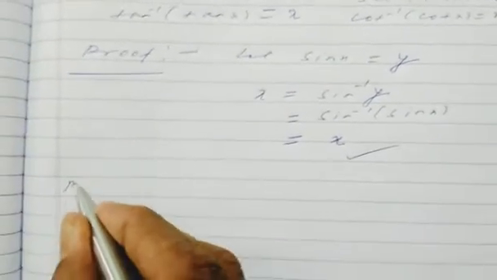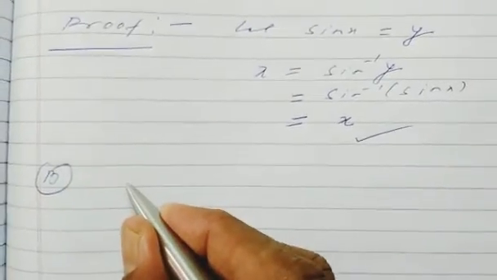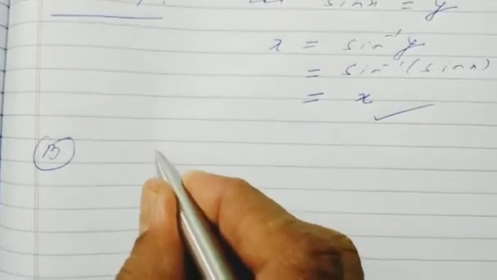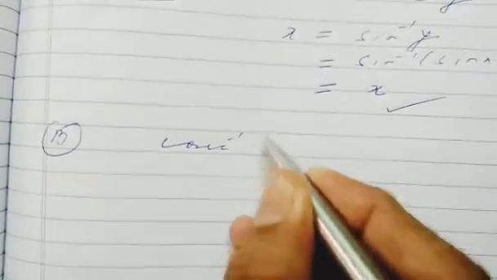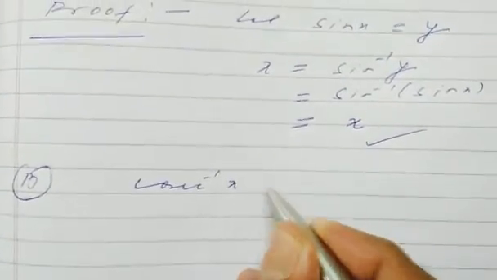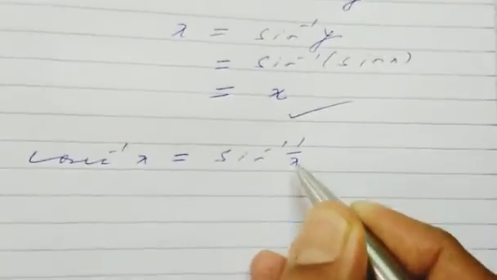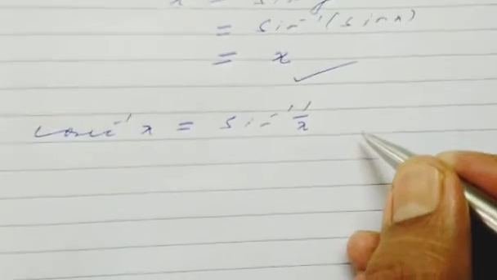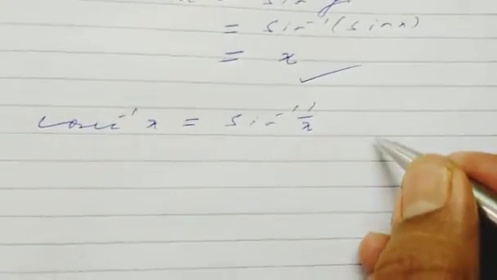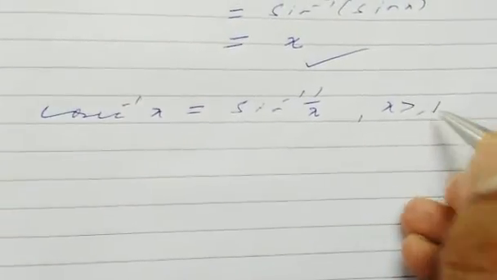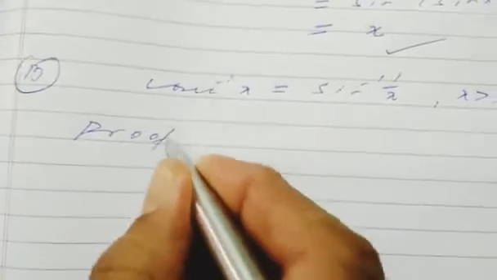Now I am proceeding with the second one. Second is cosec inverse x is equal to sine inverse 1 by x, and here x must be greater than or equal to 1 or less than or equal to minus 1. But how can we prove it? Here is the proof.